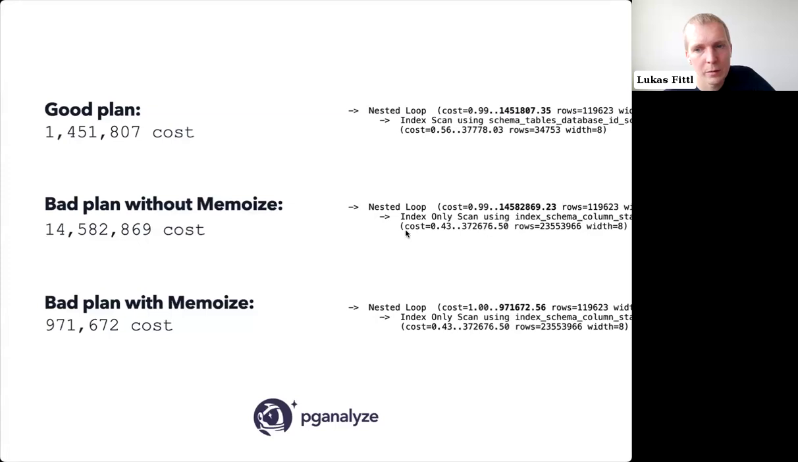Now, if we look at this particular example, really it comes down to cost, right? So the good plan had a cost of 1.4 million. The bad plan without memoize had a cost of 14 million. And the bad plan with memoize had a cost of 970,000. And so really that's the reason why the bad plan was chosen: memoize in this particular example caused the bad plan to be cheaper than the good plan, right? Like the cost numbers were lower. And so that's why we were getting the behavior that we didn't want. So again, it really comes down to the cost numbers, because the planner always goes for a lower cost.